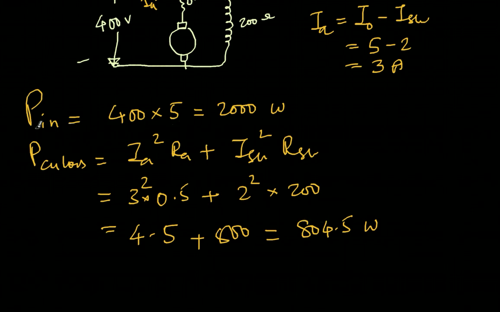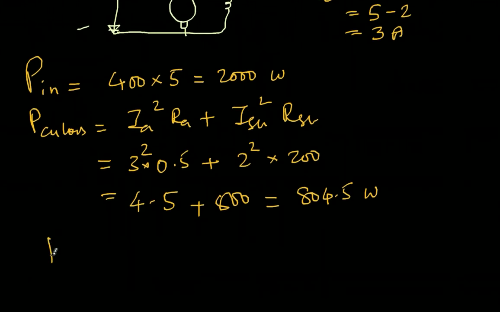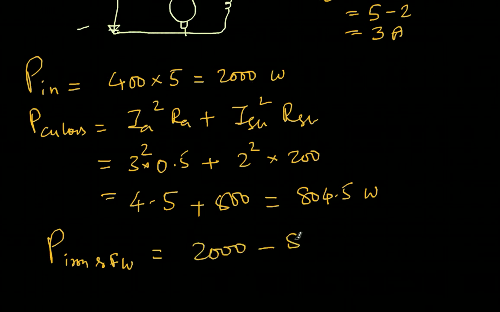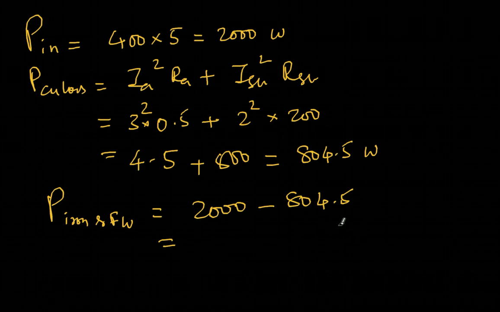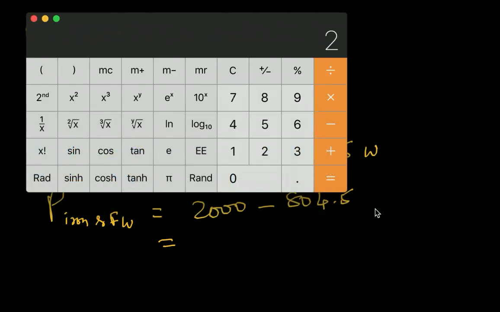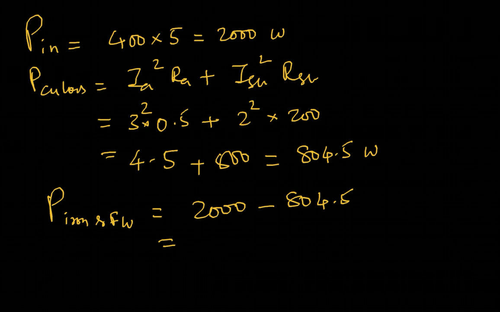Therefore, see, this is the input and this is the copper loss. The remaining part is nothing but the iron and friction windage losses. The total losses there is nothing but 2000 minus 804.5. Let me use my calculator: 2000 minus 804.5, so 1195.5 watts is my iron and windage losses. Now this part is fixed and this part is fixed, so the only variable part will be the armature current.